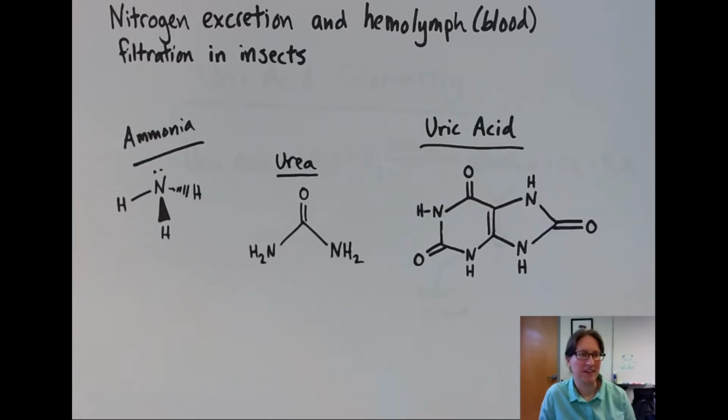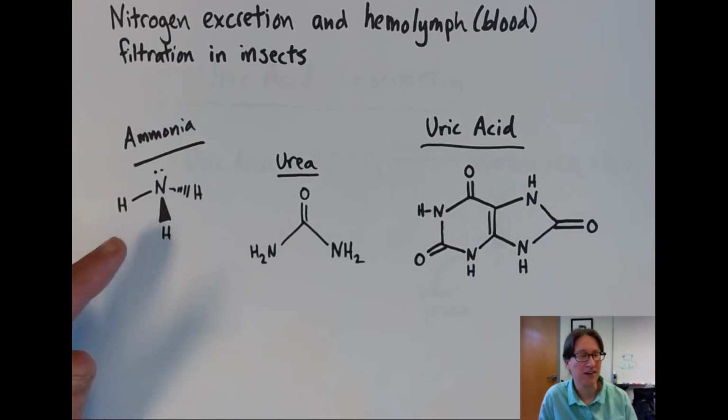Hey everyone, for this week's lab we are going to be characterizing nitrogen excretion and hemolymph filtration in insects. And to get us thinking about this, nitrogenous wastes are a byproduct of using amino acids or proteins as an energy source. And typically the initial step in producing nitrogenous waste involves creation of ammonia. However, ammonia is extremely toxic, so most animals further metabolize ammonia into another byproduct that's less toxic, kind of on the way to getting rid of it.